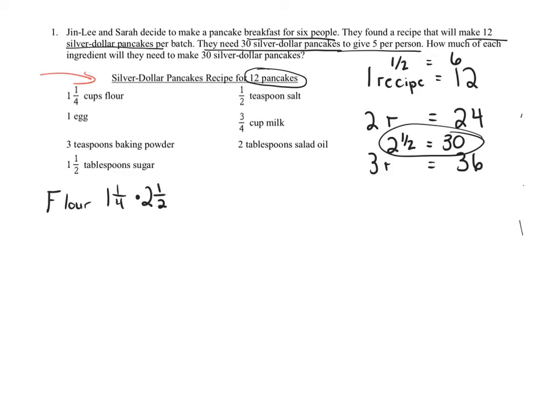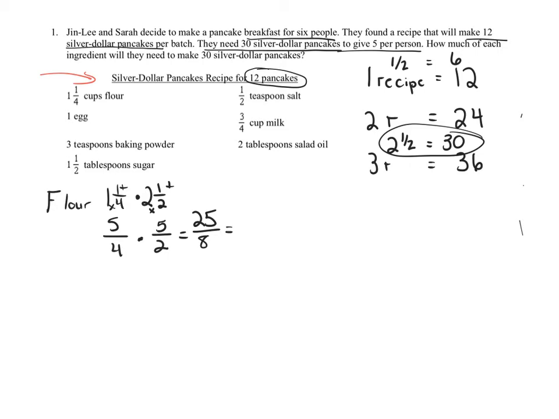Well, we've talked about how to multiply mixed numbers, we need to make them improper. So 1 times 4 is 4, plus that 1 is 5, gives me 5/4, times 2 times 2 is 4, plus the 1 is 5, so you get 5/2. And if we multiply that straight across, we get 25/8.